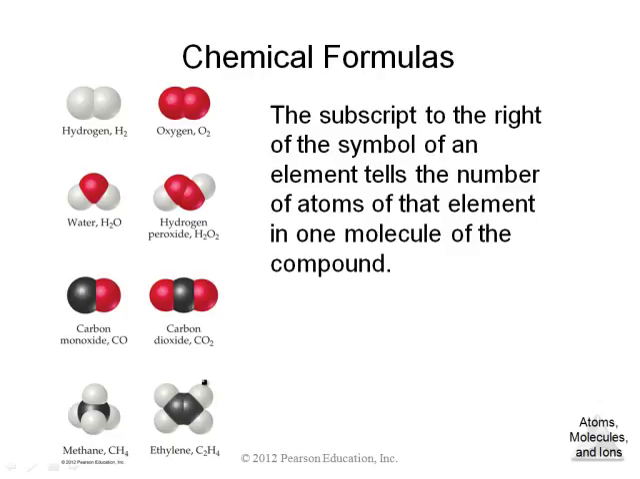Now we are going to look into chemical formulas. How do we write formulas, or how do we name things? That's what we are going to look at now. So when we write chemical formulas, we see a small number written as a subscript. And what are those subscripts? The subscript to the right of the symbol of an element tells the number of atoms of that element in one molecule of the compound.